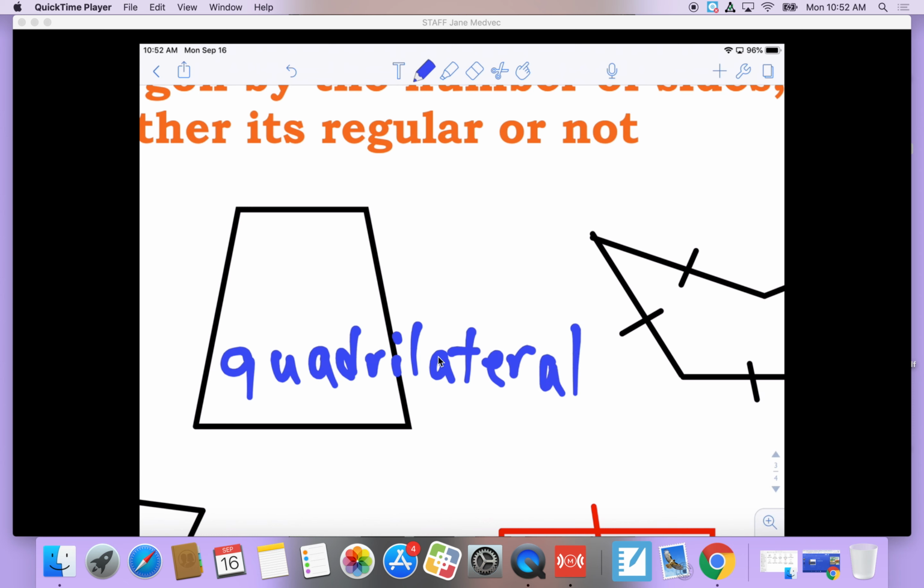It has no markings that the sides are the same, so you can't assume that. And it has no markings that the angles are the same. So it is not regular, because it's not equilateral and it's also not equiangular.